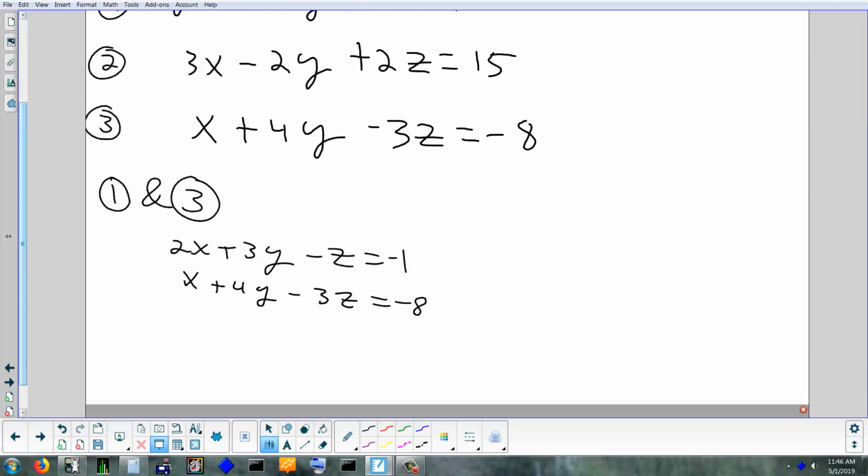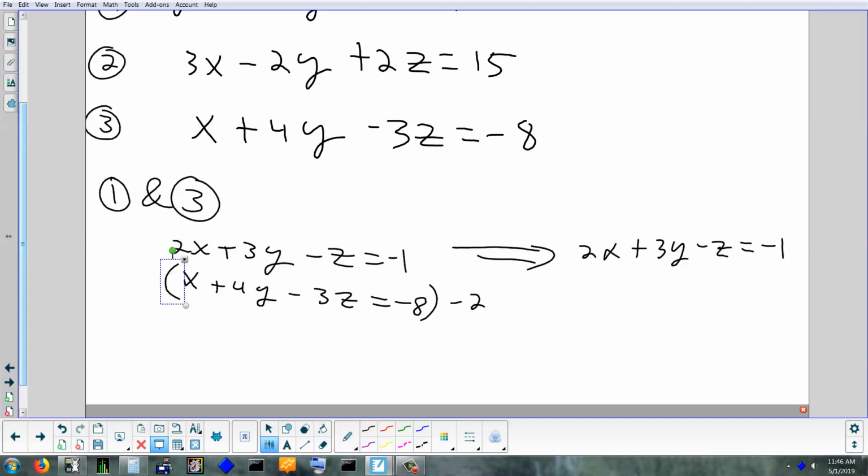So my goal here is to get rid of the x's. You can do whatever you need to make that happen. Personally, I think you only need to multiply the bottom equation by a certain number. What could you multiply the bottom equation by? And it would cancel out your x's. Negative 2. So top equation, I'm going to copy it over again. If you don't want to keep copying it, you don't have to. 2x plus 3y minus z equals negative 1. Now multiply everything in the bottom by negative 2.